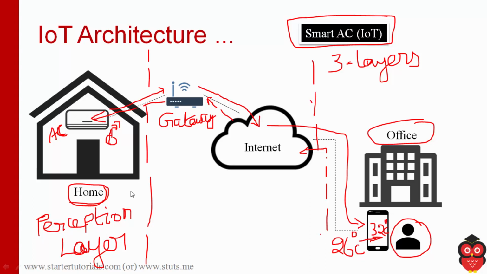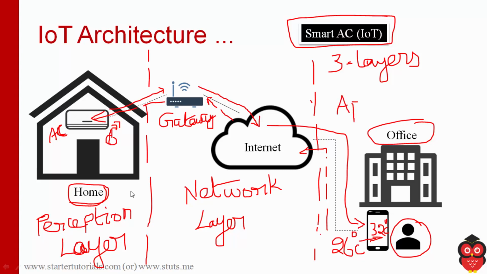And what is this thing? This thing is the network layer, a transport layer, or transmission layer, which contains equipment or the layer which provides communication capability to send the data from the sensors to the next layer, which is the application layer. So this is your application layer.